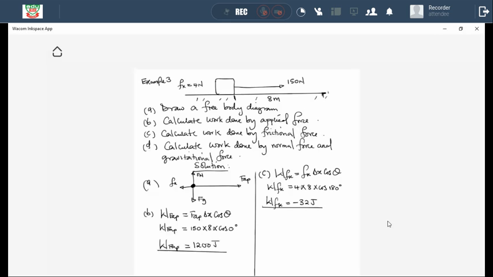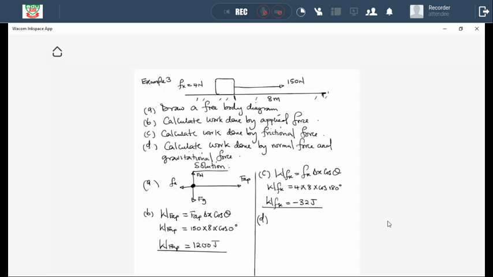Whenever you get a positive answer for work done by friction, it means you must revisit your theta. It means your theta is not correct. Right. Then finally, let's look at item number D, and we just quickly summarize that. I'm not going to waste much time there.